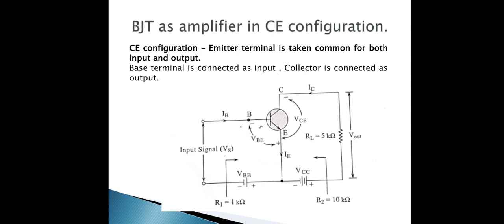So when you connect a transistor in this fashion, you can observe a voltage VBE in the input circuit and a voltage VCE at the output circuit. And the input current is IB, which flows through the base terminal, and the output current is IC, which flows through the collector terminal.